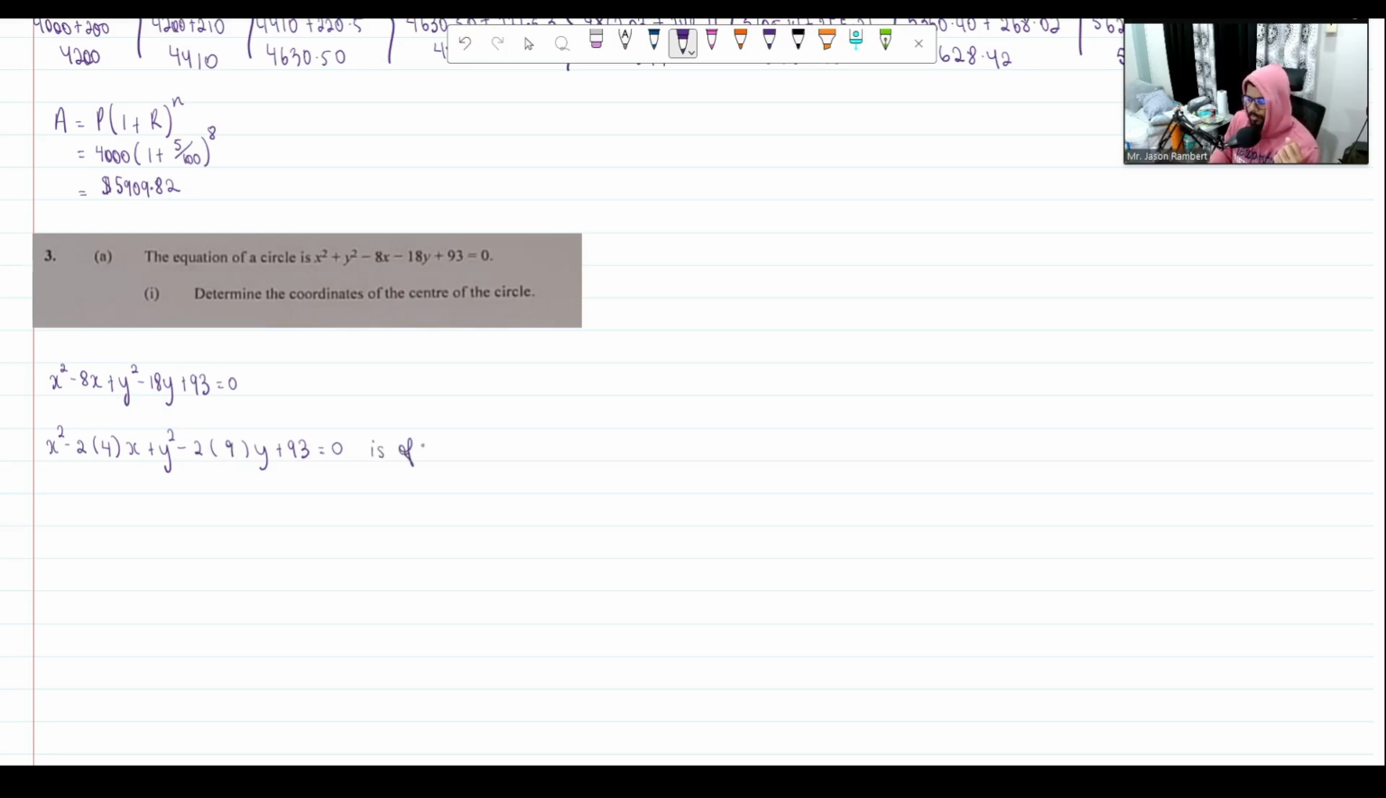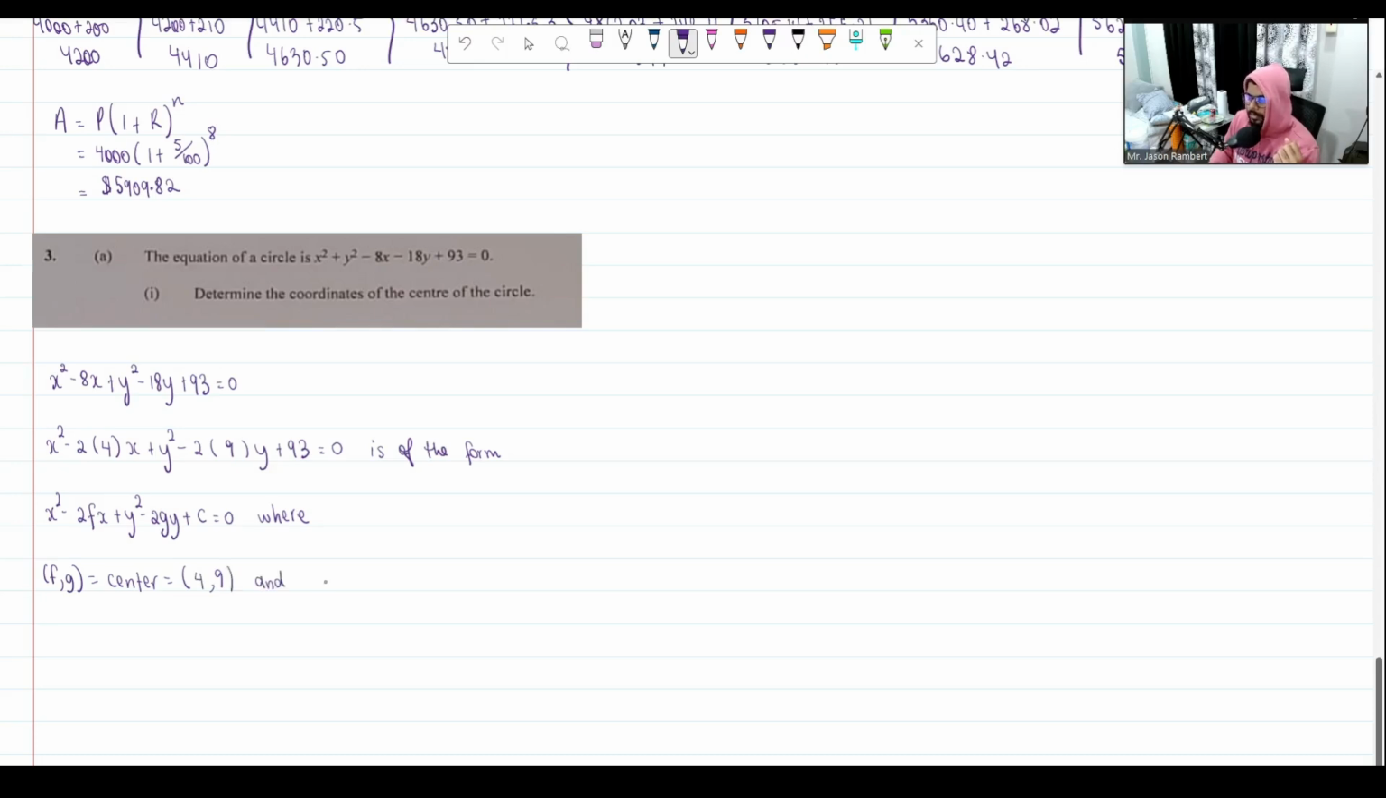And that is of the form x squared minus 2fx plus y squared minus 2gy plus c is equal to 0, where f, g is the center, which is equal to 4, 9.